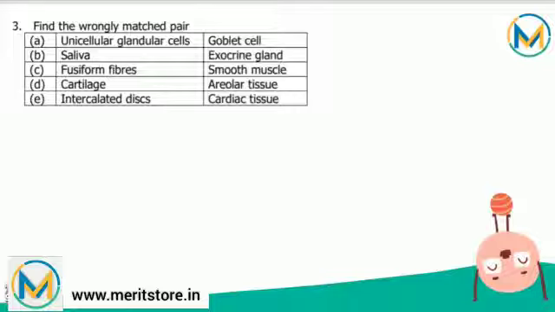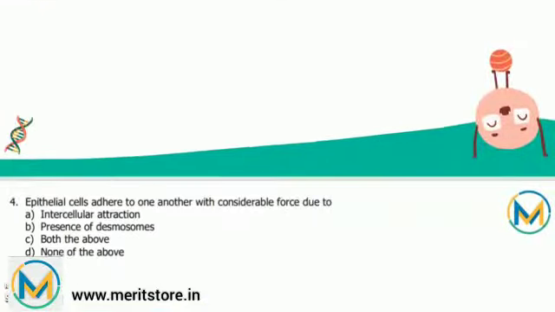Areolar tissue is a regular loose connective tissue. So the correct answer is cartilage with areolar tissue. That is the wrongly matched pair. Rest all, unicellular glandular cells with the goblet cells, saliva is an endocrine gland, fusiform fibers with a smooth muscle is correct, and intercalated disc with the cardiac tissue is also correct. So the only wrongly matched pair among the given options is option D, that is cartilage with areolar tissue. Looking towards the next question.